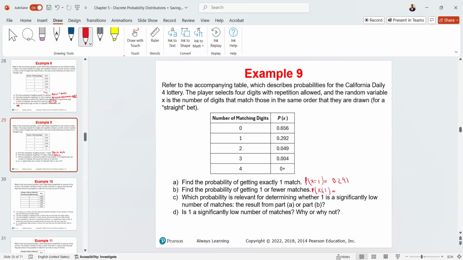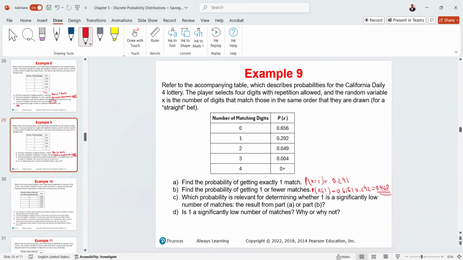The probability of x less than or equal to 1, because they said fewer than 1, remember, means we take 0.656 plus 0.292. When we add these two, the answer is 0.948.